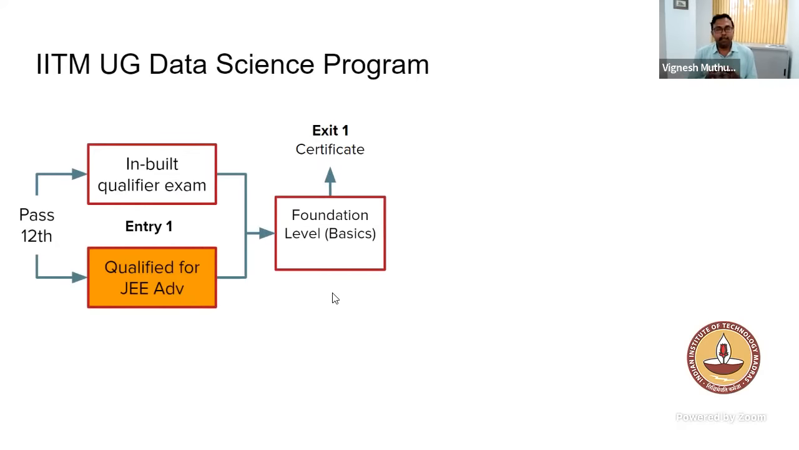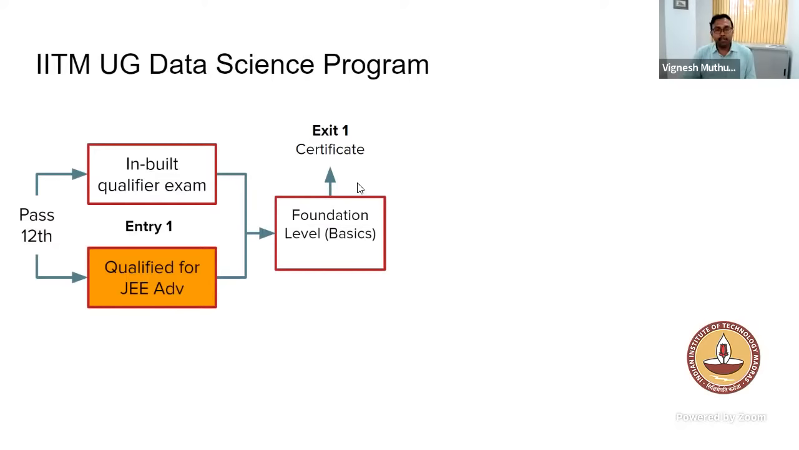In the foundation level of the program, we cover some basic concepts, which include math, statistics, some programming basics, and English. There are 8 courses in the foundation level. If you complete these 8 courses, you earn a certificate from IIT Madras. This certificate will give you enough background to understand some basics of programming and some statistics, which could be useful for data science. If a student chooses, they can exit the program at this level as well and get only this certificate.